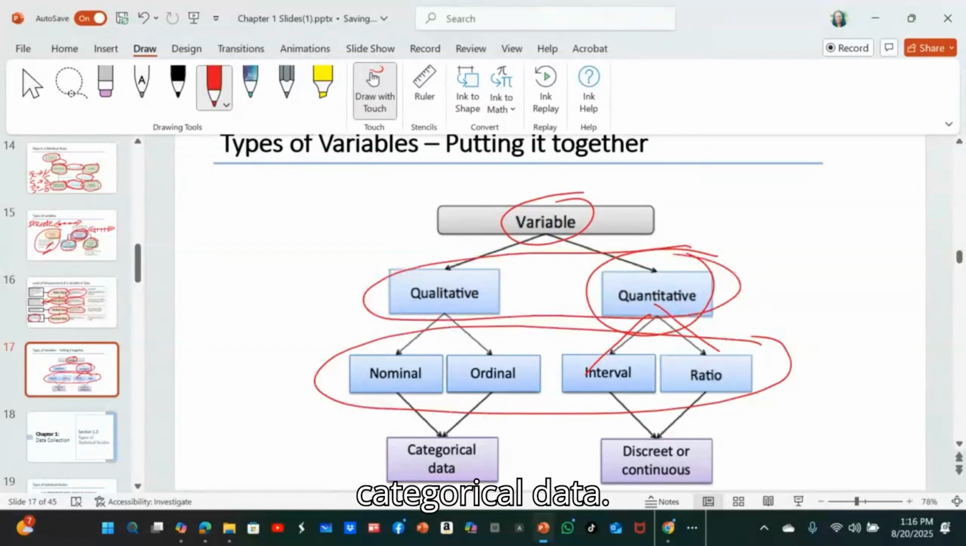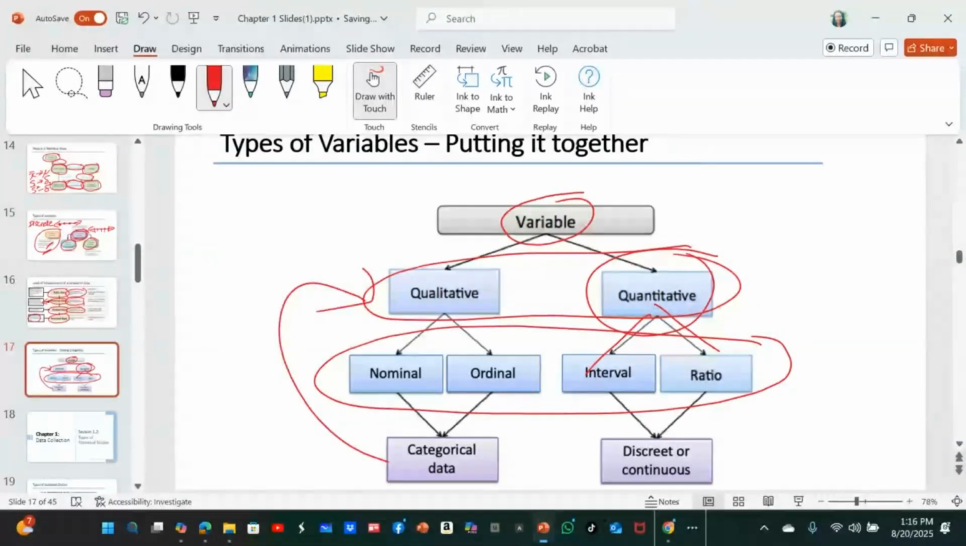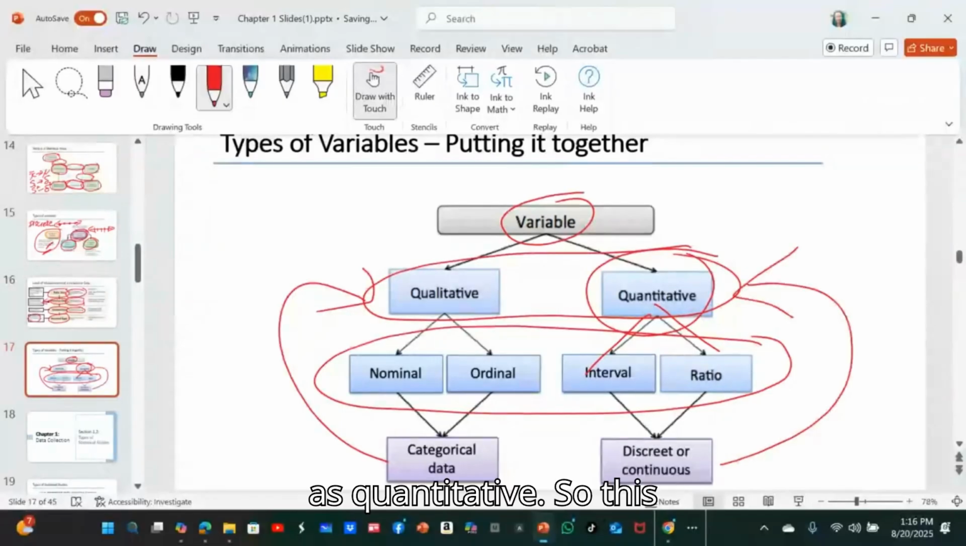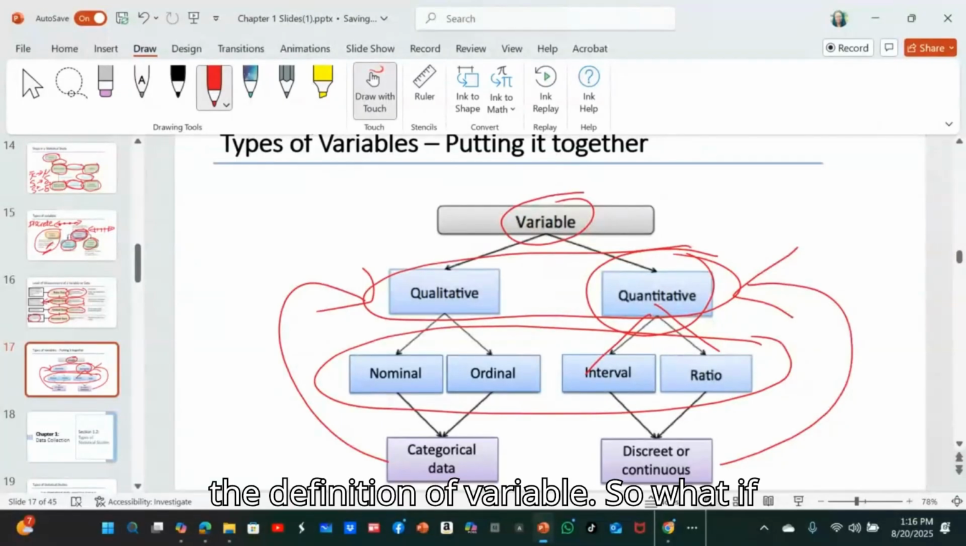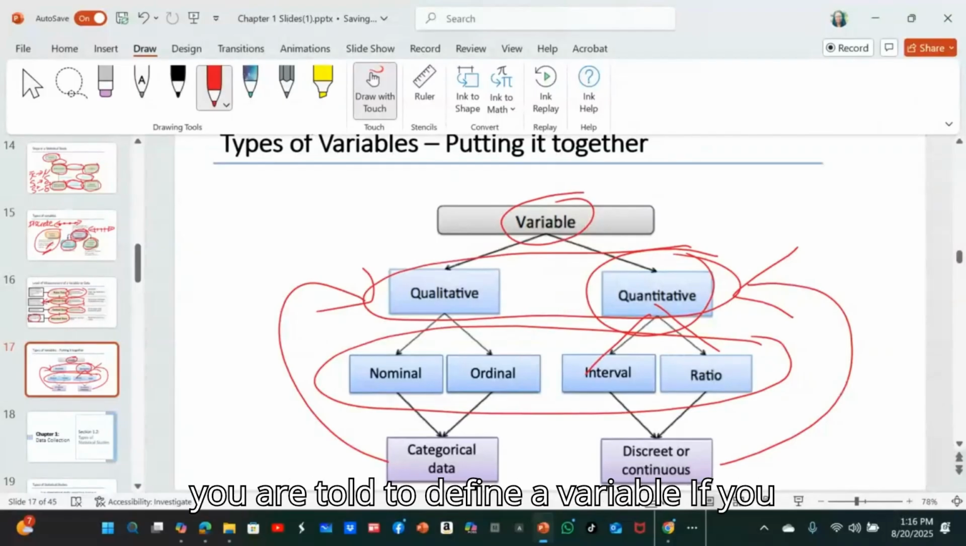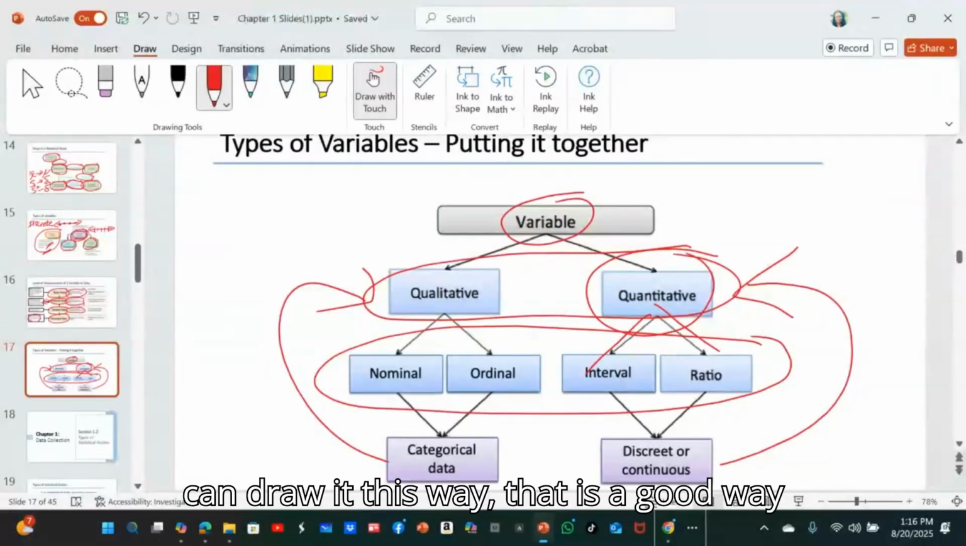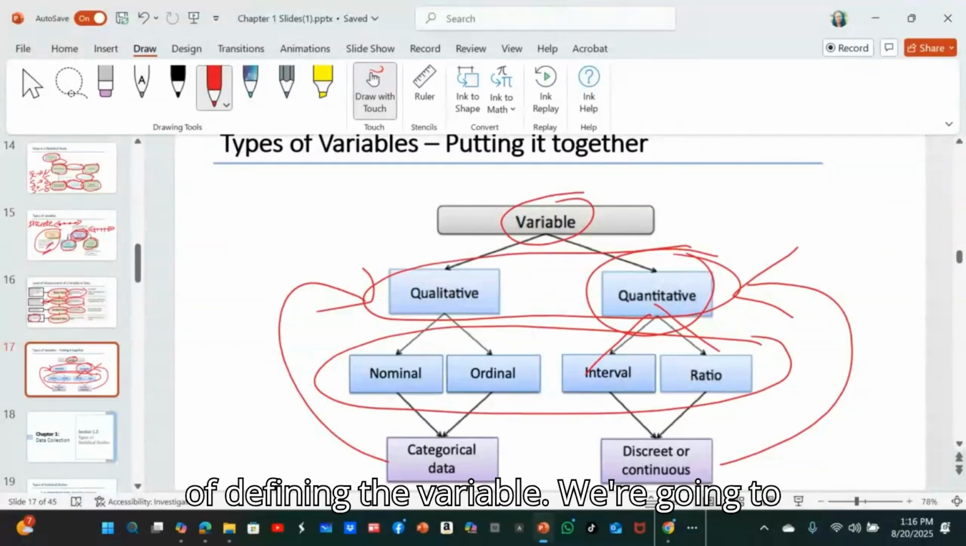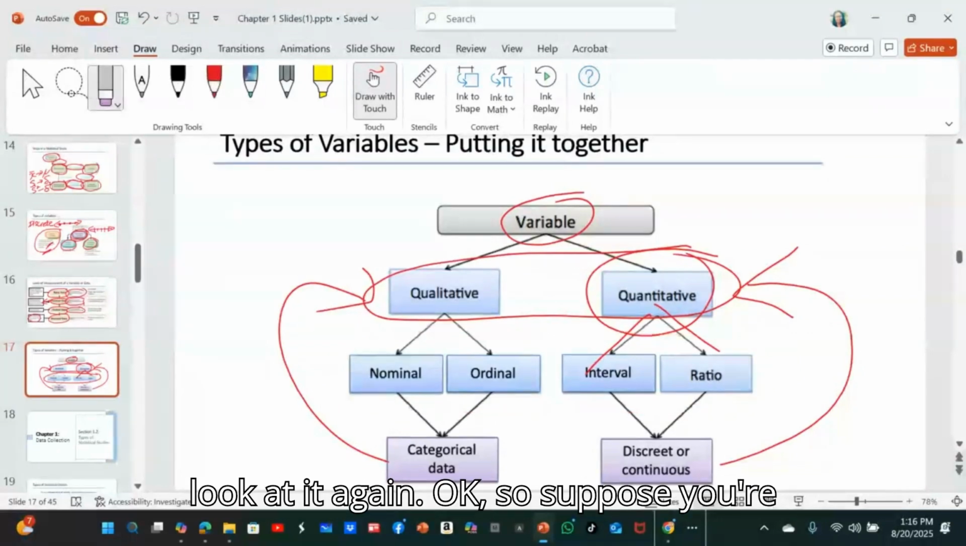Categorical data is the same thing as qualitative. Discrete or continuous is the same as quantitative. So this diagram is actually very good for the definition of a variable. What if you're told to define a variable? If you can draw it this way, that is a good way of defining the variable. We're going to look at it again.